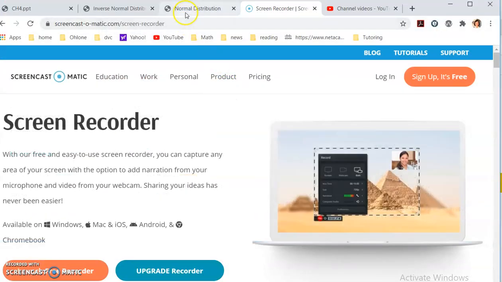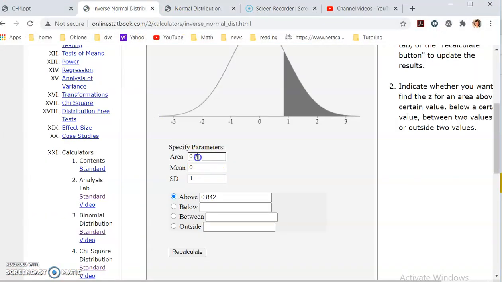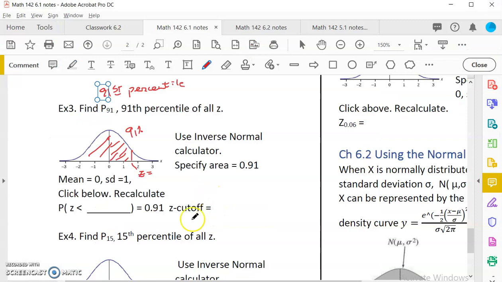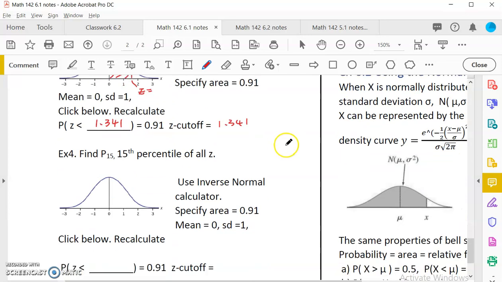So we would use this one, area 0.91, but on the below side. And then, yeah, this is the value. You can recalculate: 1.341. So for all the z that is less than 1.341, there's 91% of it. So the cutoff is 1.341, the cutoff for the 91st percentile.